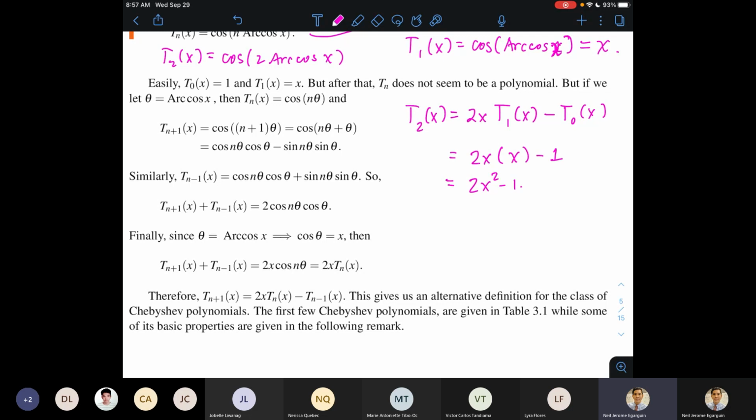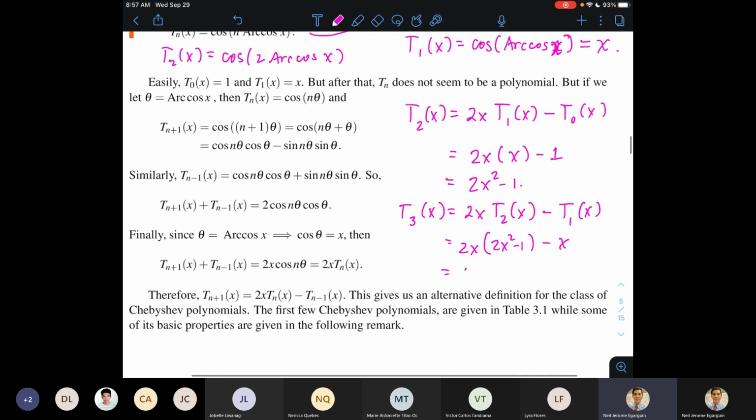And then you can compute T3. T3 of x would be 2x of the previous Chebyshev polynomial minus the Chebyshev polynomial 2 steps back. So that would be T1. So this would be 2x times 2x squared minus 1 minus T1, which is x, right? So this would be 4x cubed minus 2x minus x, so minus 3x, right? So is it clear how we are deriving the Chebyshev polynomials?